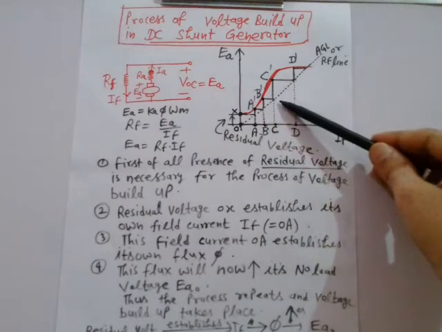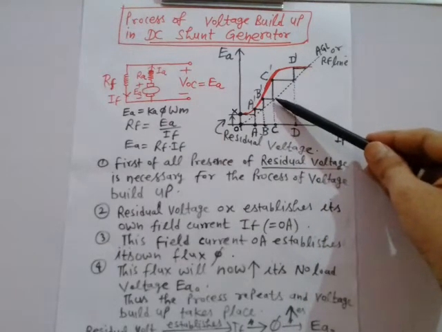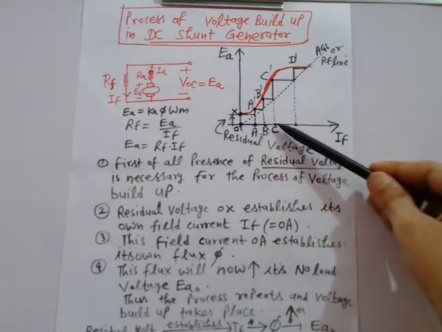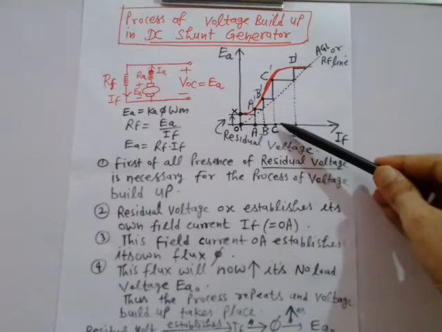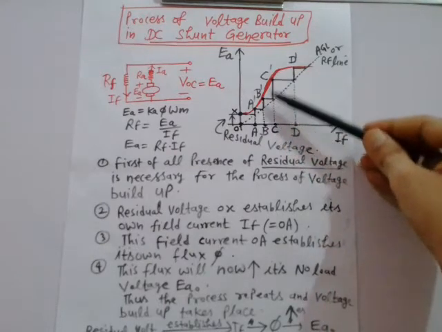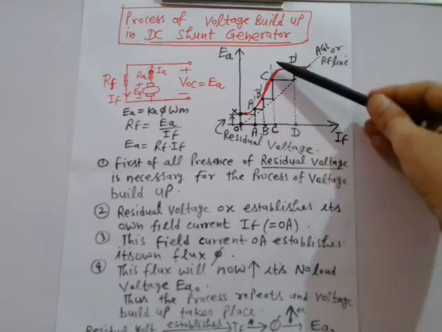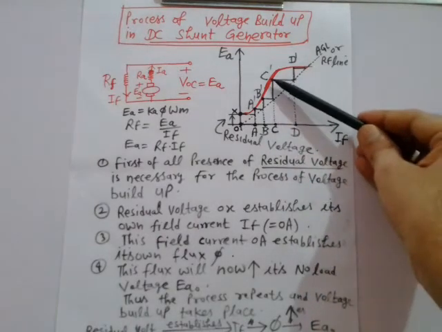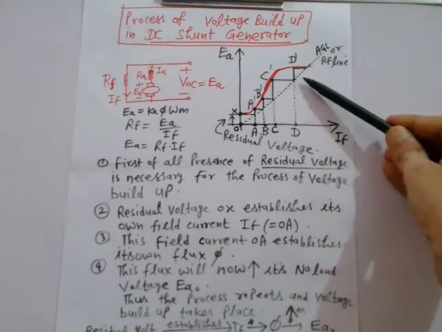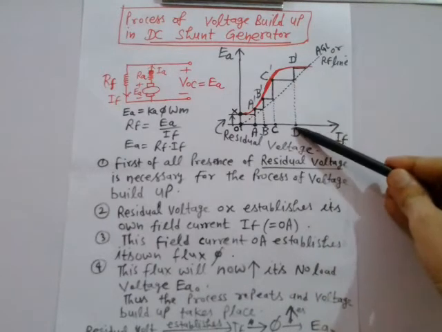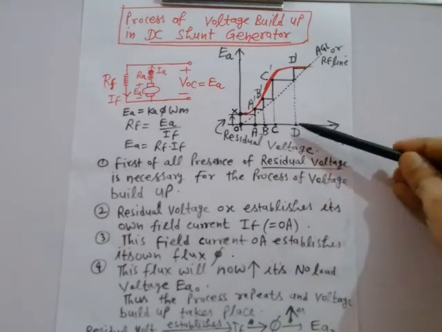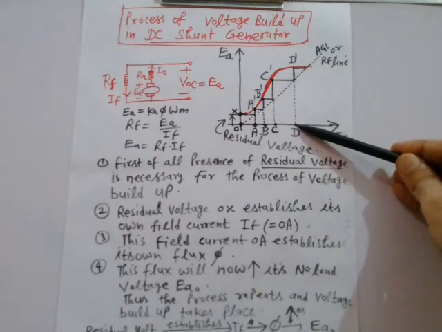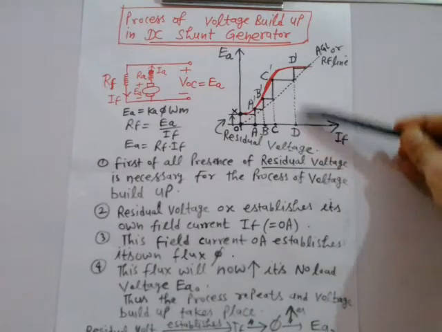It will further allow the flow of field current, and that would be OC. Now this OC field current will establish its own flux. Now this flux will further increase the no load voltage from C to C dash, this much, right? So now this CC dash is the no load voltage which will further allow the flow of field current from O to D. Now this OD field current will produce its own flux, which will further increase the no load voltage to DD dash.